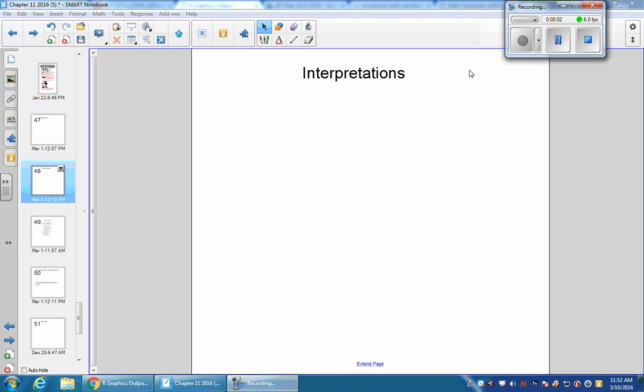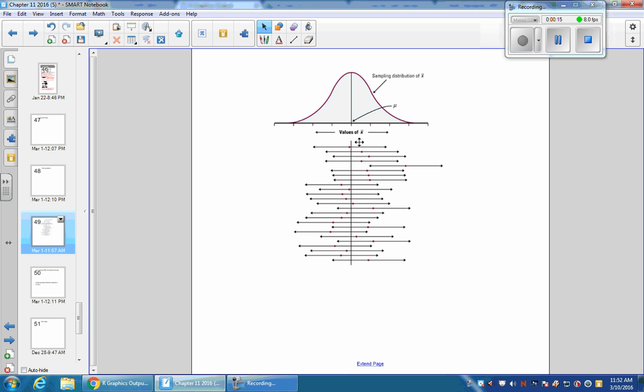Hello. We're going to talk a little bit about interpretations. There's two types of things that AP wants us to interpret, and I just want to make sure it's clear what that means. So, if we have an unknown population, we don't know where it's at.